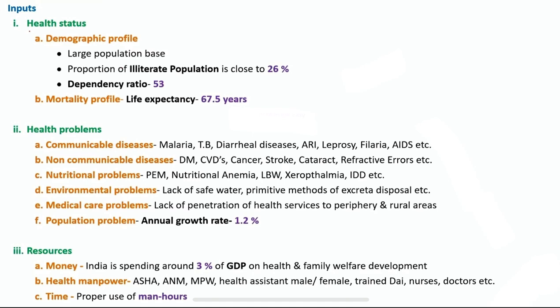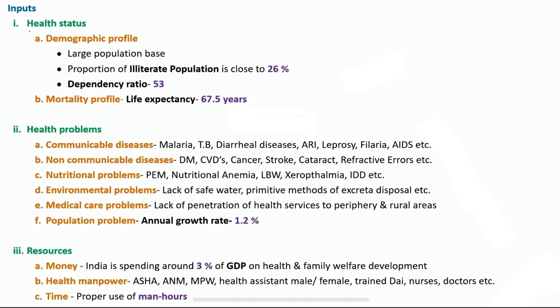Okay. Next, you can also add on leprosy, which is another important public health problem in India. Next, we have filariasis, which remains endemic in many districts and states in India. And then we have AIDS.